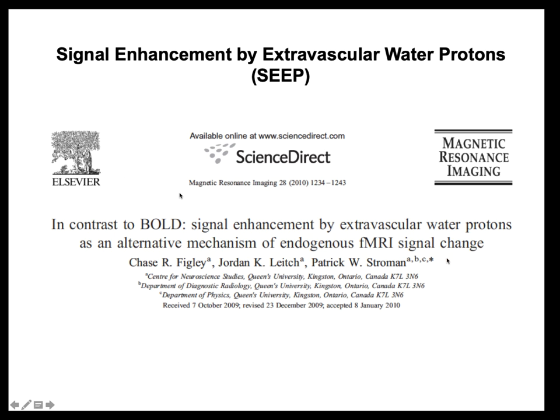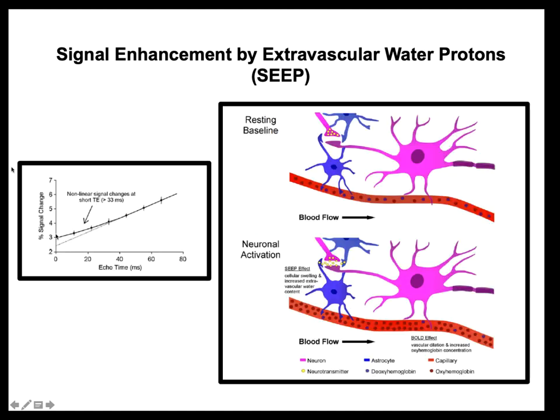This was Patrick Stroman. There are like a million papers about SEEP in the literature by Patrick Stroman. The mechanism that he claims is that the percent change in BOLD follows an echo time dependence, as we learned a couple days ago. However, he sees this enhancement at TE equals zero. My first thought when I see something like that is, oh, inflow. If you have inflow effects of fresh blood that are not BOLD, that would affect this intercept, and it also wouldn't show a TE dependence. But he thinks that it could be cell swelling that's causing this proton density shift.